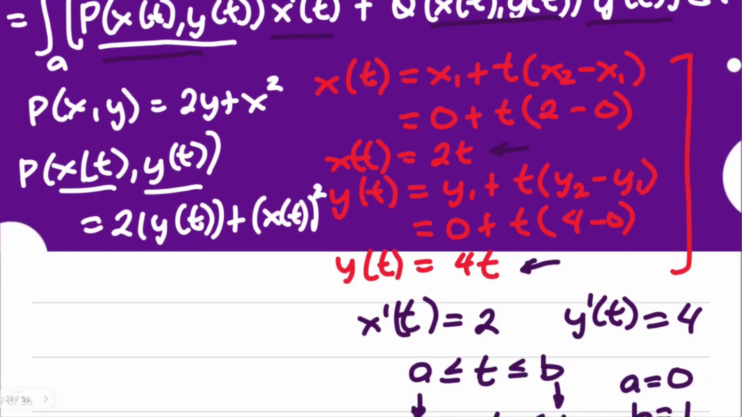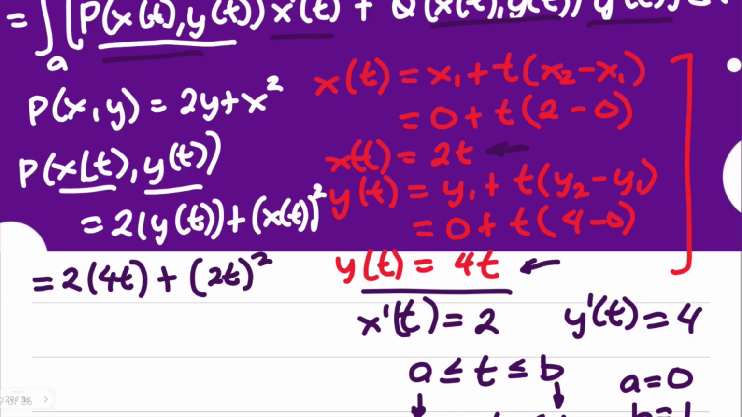But since we know that our y of t is 4t here, so you have 2 times 4t plus you will have here your square of your x of t, which is 2t. Okay, so that is actually our form for our function, which could be simplified further as 8t plus 4t squared. This is for the first function.